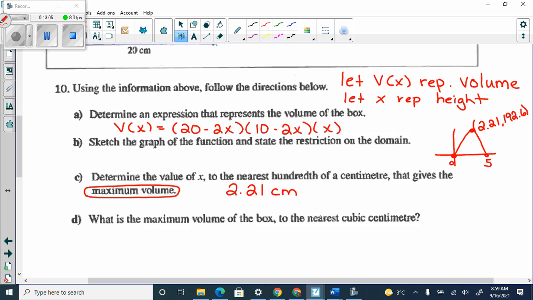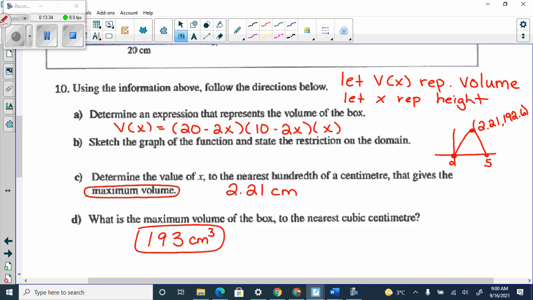Maximum volume. So if I asked you for the maximum volume, it's the nearest tenth because I rounded it that way. 192.6 centimeters cubed. You have to have cubed, right? Watch your units. Boom, there it is. So the nearest centimeter, what's that going to be? 190 centimeters cubed.